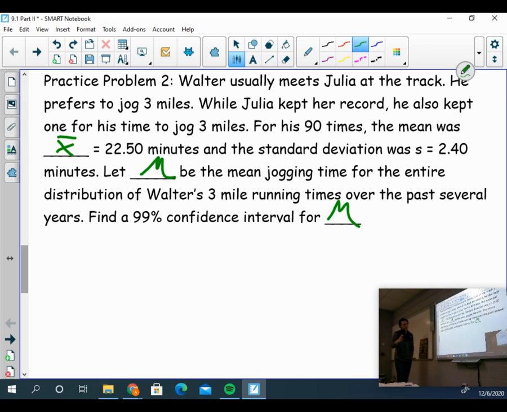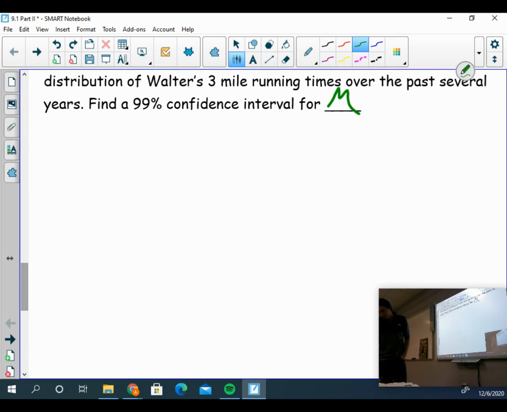So similar to his friend Julia, Walter wants to know, looking at the data of his sample of 90 runs, what is my average run time over the course of the last 3 years in general? And while we can't give Walter an exact amount, we can give Walter a range of numbers based on his data, with a certain level of confidence, of what his average run time may be. So we need to create this confidence interval for Walter.